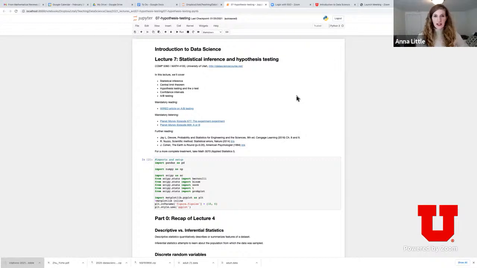So today we're going to be talking about statistical inference and hypothesis testing. This is going to be going back and building on some of the statistical stuff that we talked about in lecture 4. So we'll talk about statistical inference, central limit theorem, hypothesis testing and the z-test, confidence intervals a little bit, and A/B testing as an interesting application.